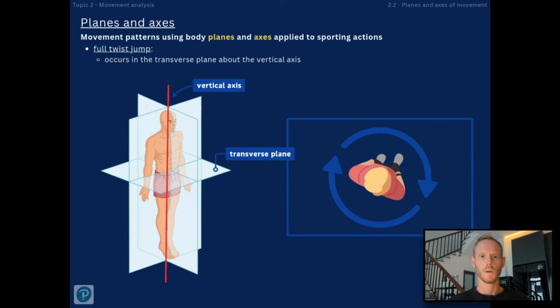Finally, a full twist in trampolining occurs in the transverse plane about the vertical axis. There are no forwards or backwards or side-to-side movements. Instead, the performer rotates their whole body in the transverse plane around an invisible line that runs vertically from head to toe, that is, about the vertical axis.